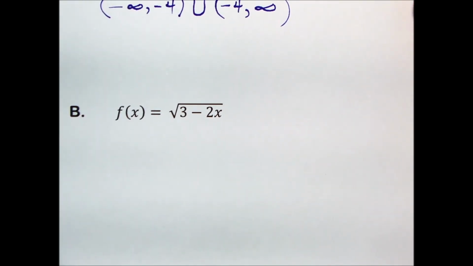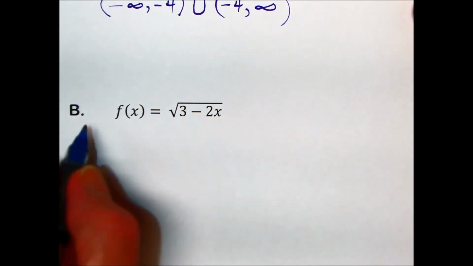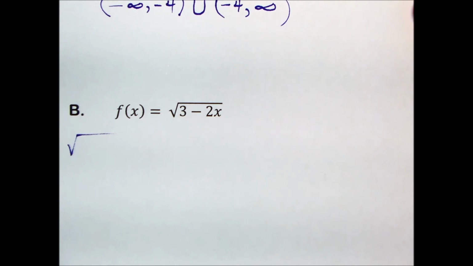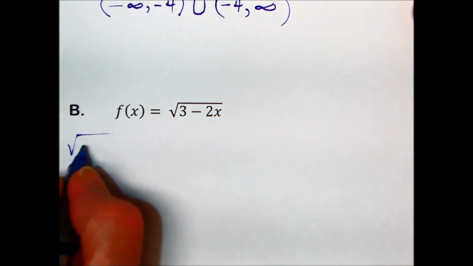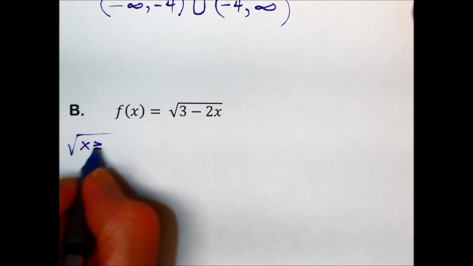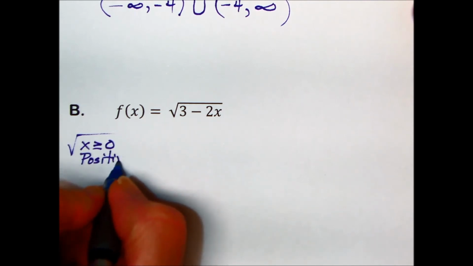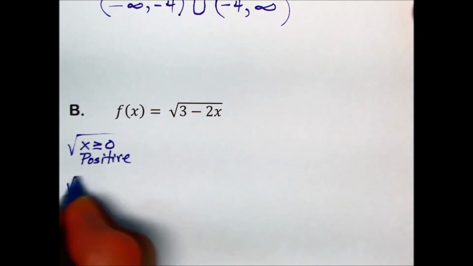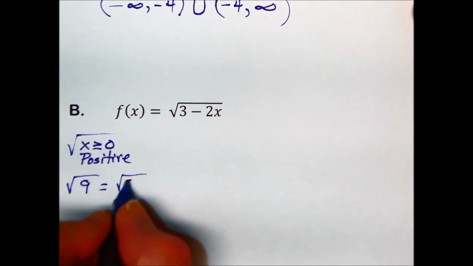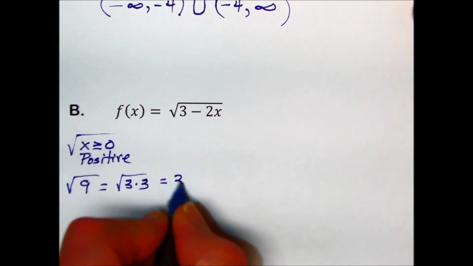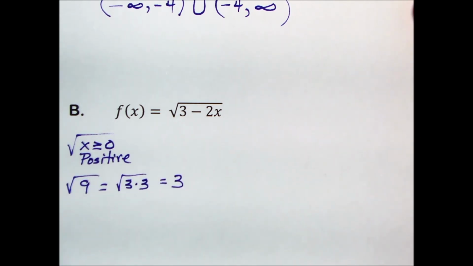The other area that we are concerned about restrictions in our domain, or values of x that we plug in, is when the variable's underneath the radical. You can only take the square root of values that are greater than or equal to 0. In other words, basically positive numbers. The square root of 9: since 9 is 3 times 3, we end up with 3. We're looking for a number times itself that gives us that number.